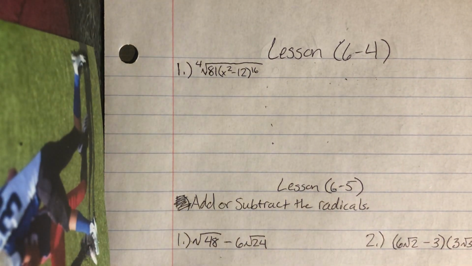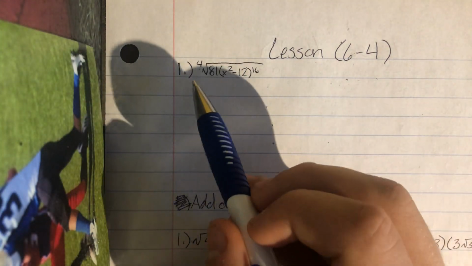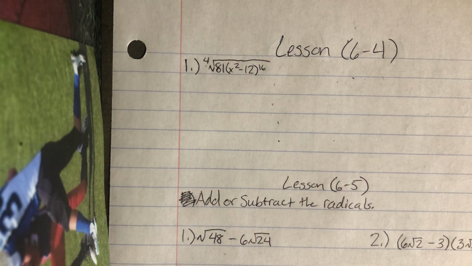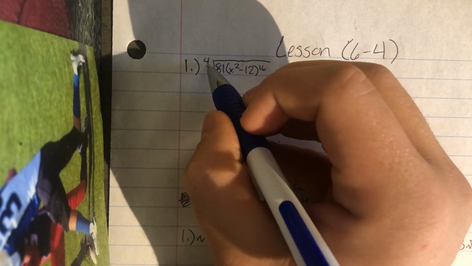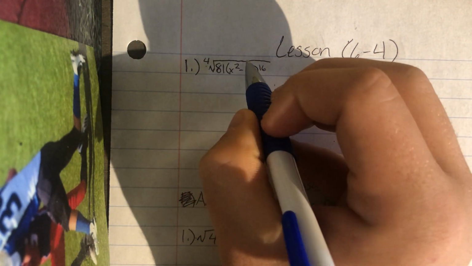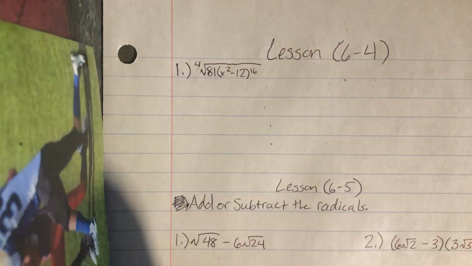Now we're going to move on to lesson 6.4. This lesson is about nth roots, where the nth could represent any number. So here's how we do this. We have the fourth root of 81 times the quantity x squared minus 12 to the 16th power.